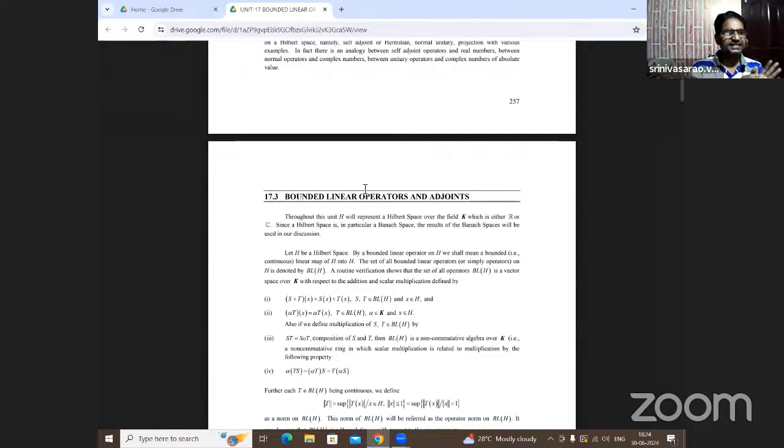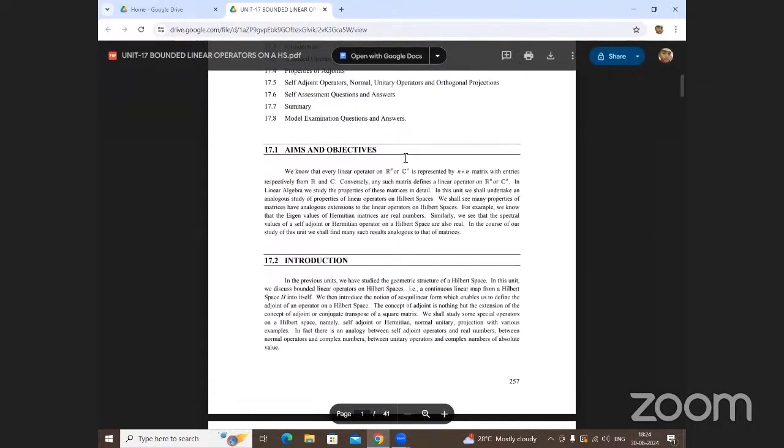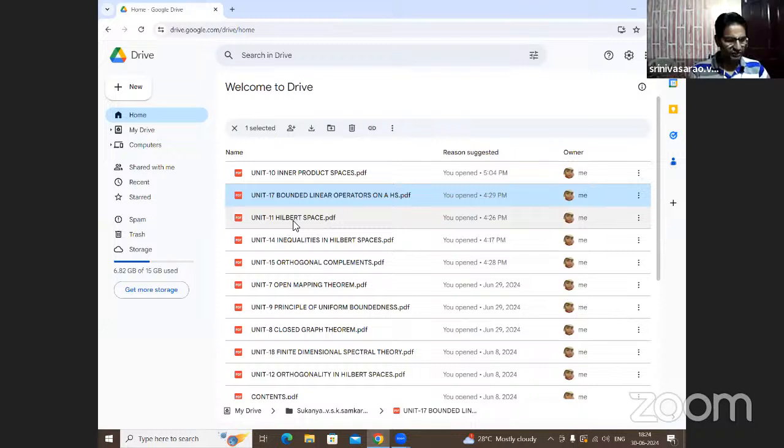Please note down. State and prove the Riesz-Fischer theorem. State and prove the Riesz, R-I-E-S-Z, Riesz-Fischer theorem. Please note down, that is the 13th unit. State and prove the Riesz-Fischer theorem. The 11th one and 12th one are completed.